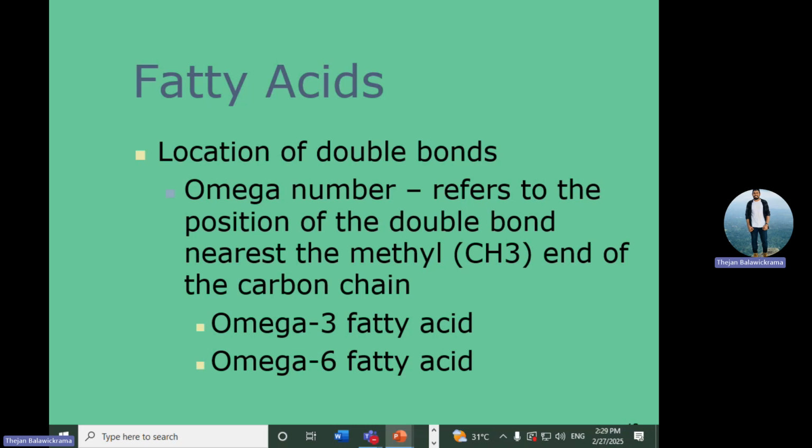So that is why medically we count starting from the CH3 side to find out the location of the double bond. Omega 3 means the double bond is at the third carbon level. Omega 6 means the double bond is at the sixth carbon atom. That's how it happens.